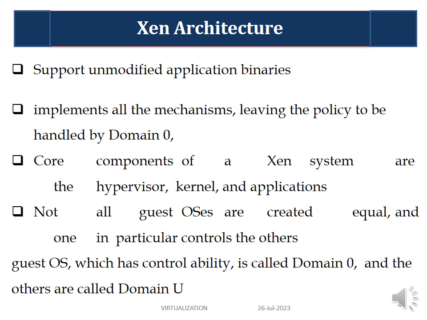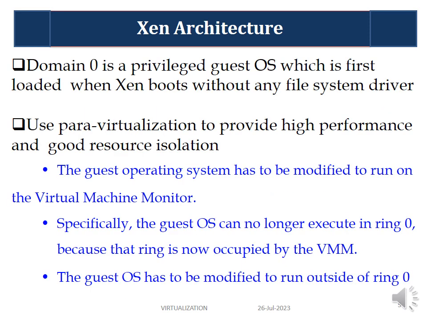Core components of a Xen system are the hypervisor, kernel and applications. Not all guest OSs are created equal, and one in particular controls the other guest OSs, which has the control ability, and is called domain 0. The others are called domain U. Domain 0 is a privileged guest operating system which is first loaded, and Xen boots without any file system driver. It uses para virtualization to provide high performance and good resource isolation.